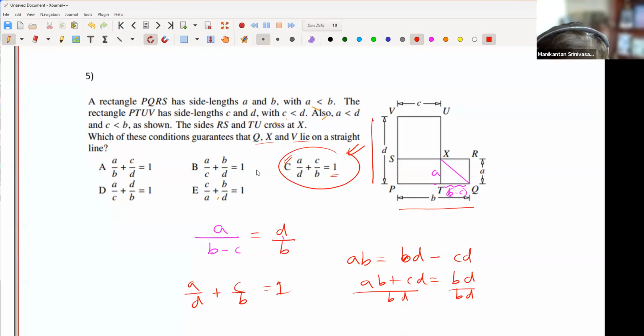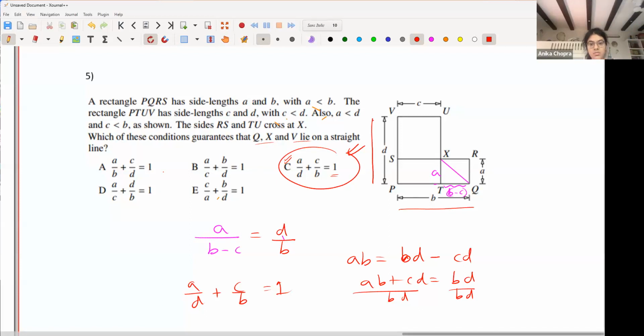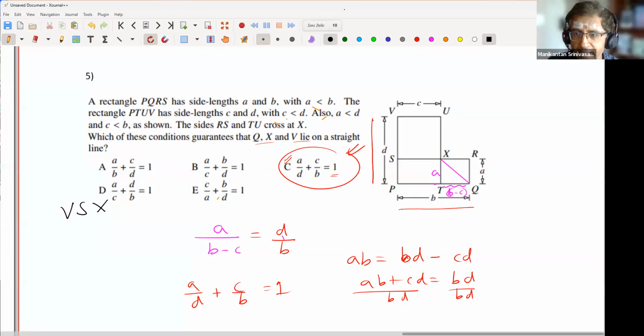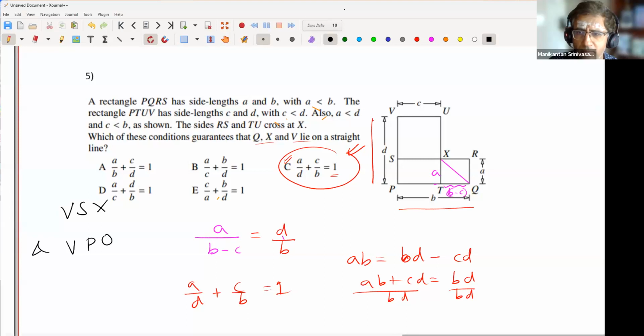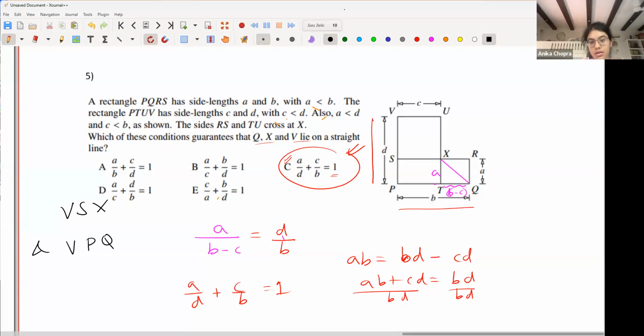Yeah, go ahead. You could also have done this using similarity. I think that would be like one step. Okay, go ahead, please. Anika, which is similar to which? So you do VSX and VPQ, because then you get D minus A over D equals C by B. VSX and VPQ, the big one. VSX and VPQ are similar. Yeah, which is another way to say VSX and XTQ are also similar.